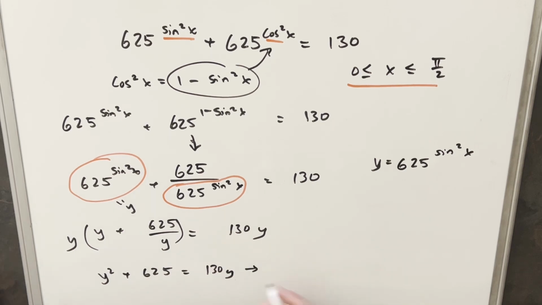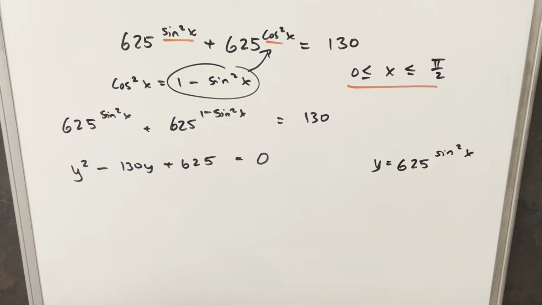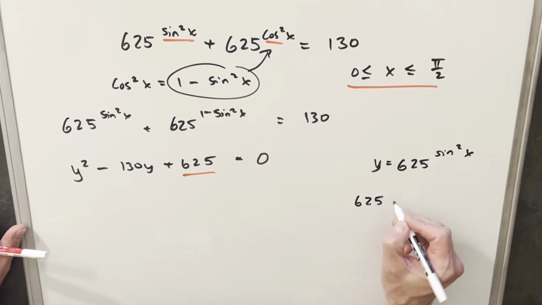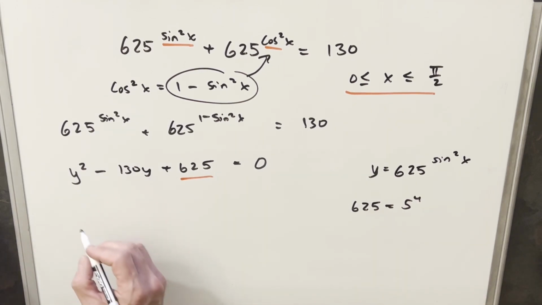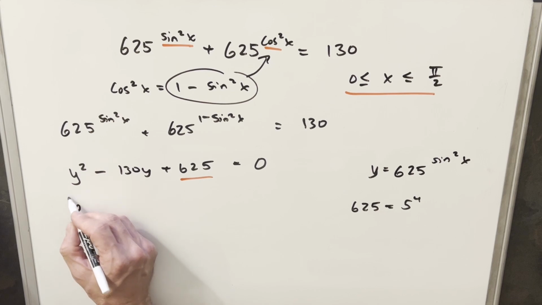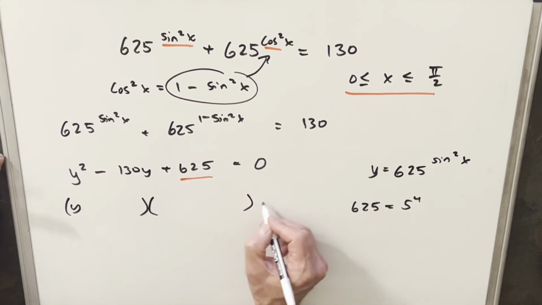I want to get all my terms on the left side, so we're going to write this as y squared minus 130y plus 625 equals 0. Now we've got a quadratic. At this point, I'd like to factor this, and what I want to notice is that 625 is the same thing as 5 to the 4th. Now we could use the quadratic formula on this, but I'm just going to factor it on the fly.